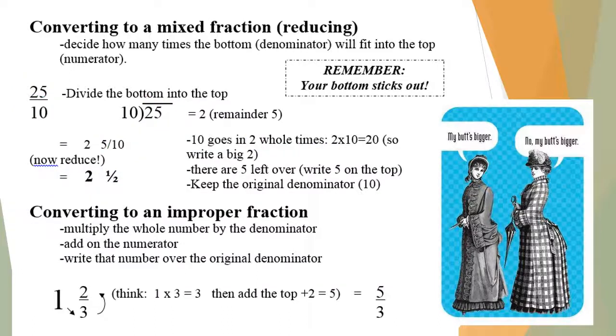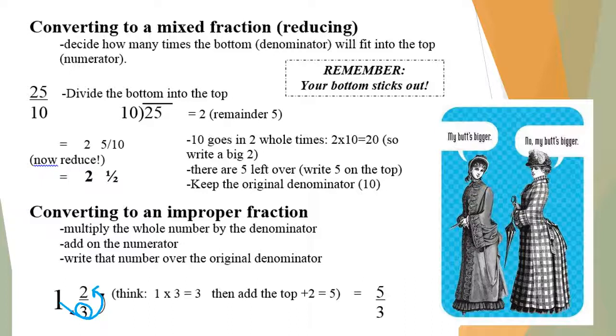Now, going the other way, converting to an improper fraction. If you are given this guy and told to maybe multiply or add or subtract with it, that's going to be very difficult. So what you want to do first is convert it into an improper fraction. So to do that, think of the little loop and swirl here. We're going to take that whole number, we're going to loop down here and multiply by this guy, and then we add the top.